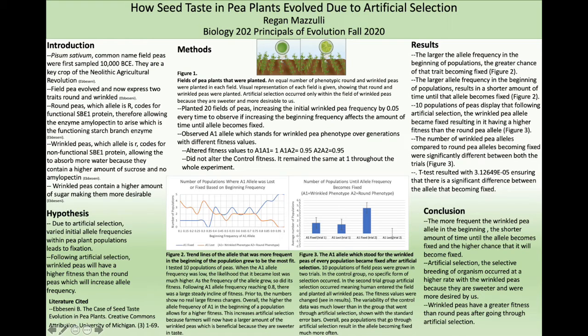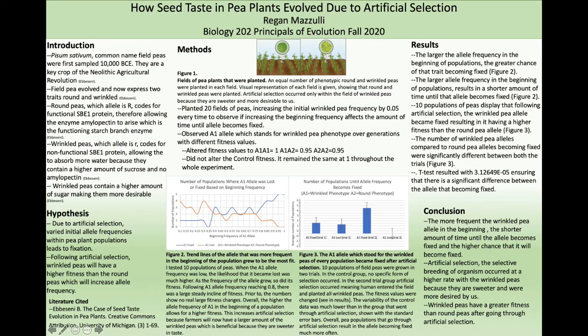So today we're going to be looking at the Pisum sativum, whose common name is field peas, and how it has evolved due to artificial selection. So the first sample of field peas was taken back in 1000 BCE, and we know that they were a key crop of the Neolithic agricultural revolution. So field peas evolved and now express two different traits, round and wrinkled.